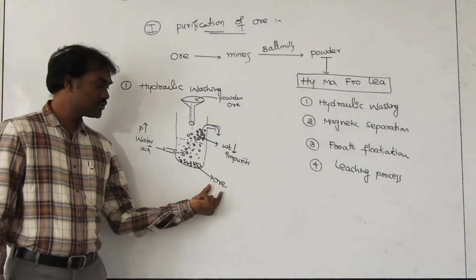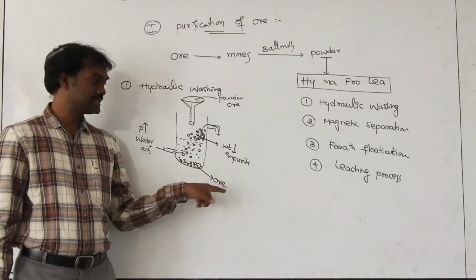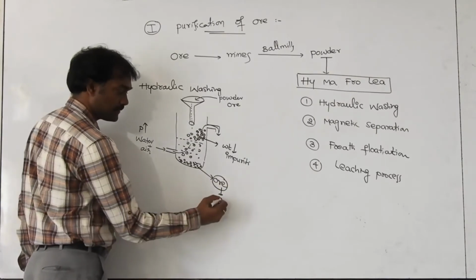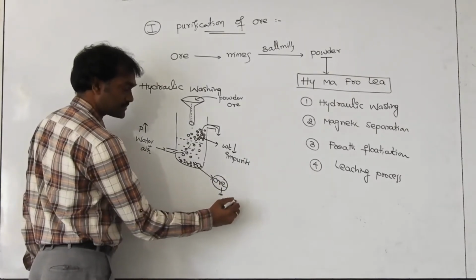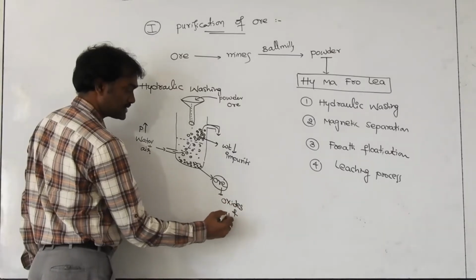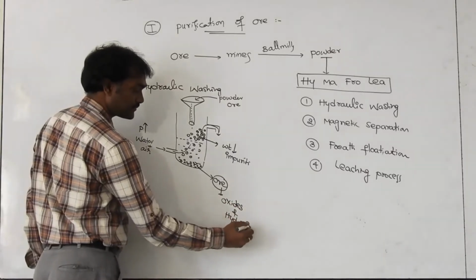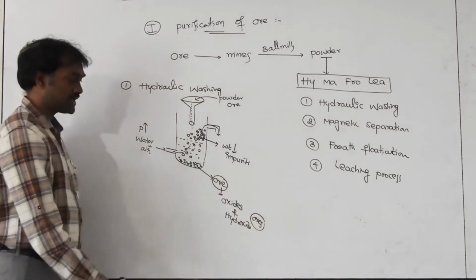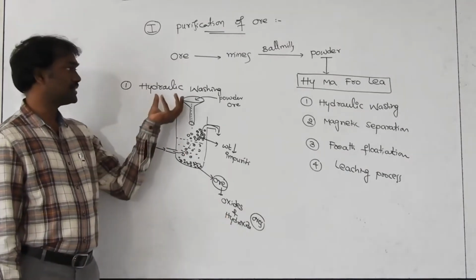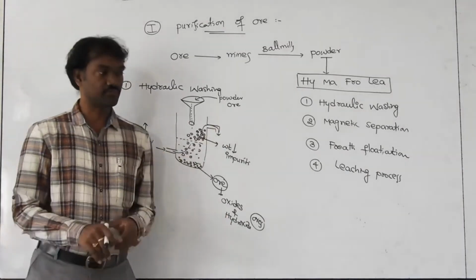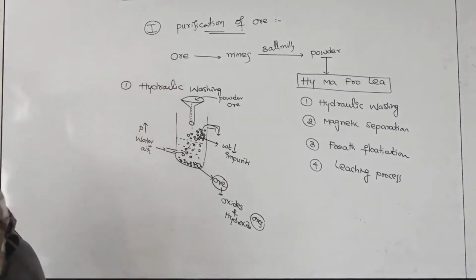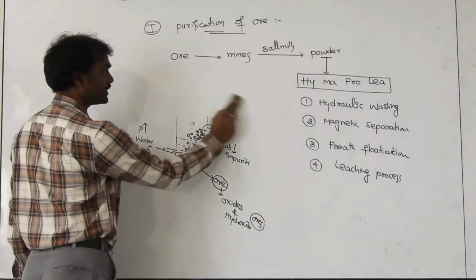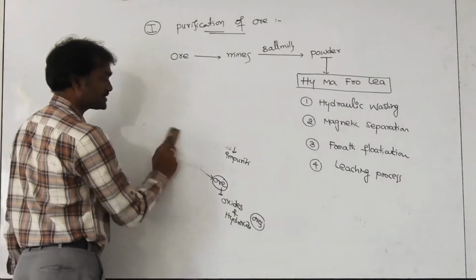In this, which ores are purified? That is important for our entrance. The ores purified here are oxides and hydroxides. So oxide or hydroxide ores are purified in this hydraulic washing. That is the first one. Next, the second process, magnetic separation.